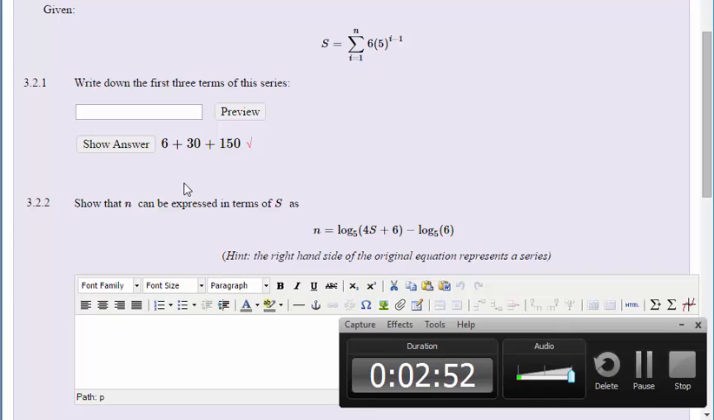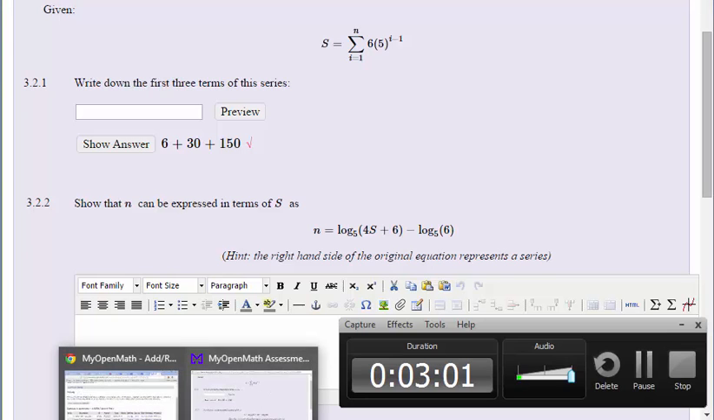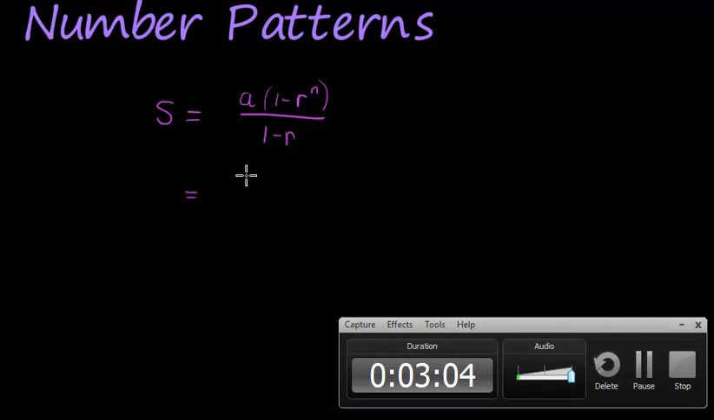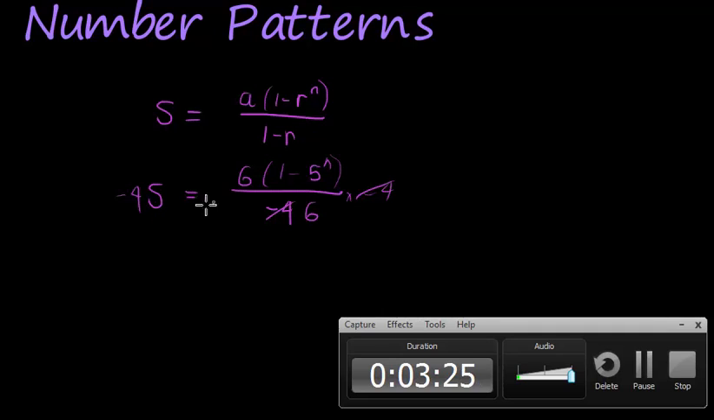So a is 6 and r must be 5, because I'm multiplying. Well, there you could see it. a is 6 and r is 5. So S equals 6 times 1 minus 5 to the power of n over 1 minus r, and 1 minus 5 is minus 4. So I multiply both sides with a negative 4 to cancel this, and I divide both sides by 6 to cancel the 6. So I'm left with negative 4s over 6 is equal to 1 minus 5 to the power of n.